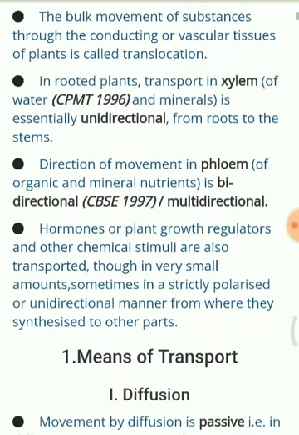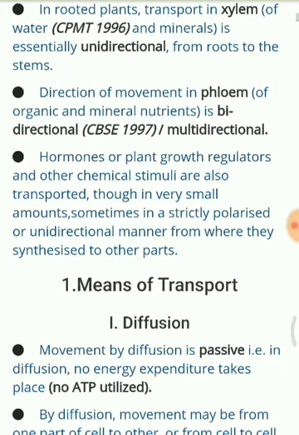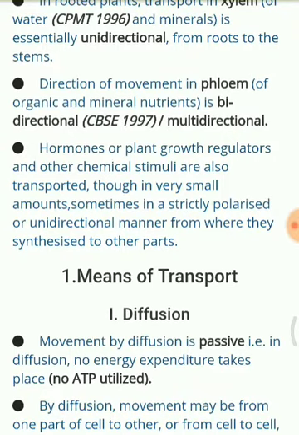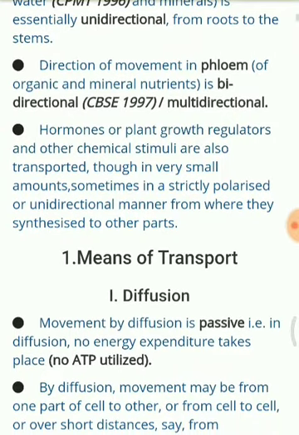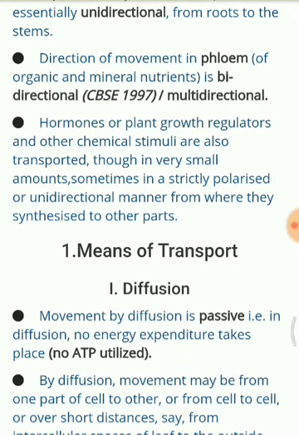In rooted plants, transport in xylem of water and minerals is essentially unidirectional, from roots to the stem. Movement in phloem of organic and mineral nutrients is bidirectional or multidirectional. Hormones or plant growth regulators and other chemical stimuli are also transported, though in very small amounts, sometimes in a strictly polarized or unidirectional manner from where they are synthesized to other parts of the plant.